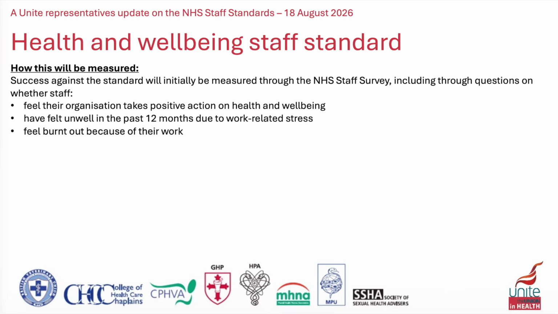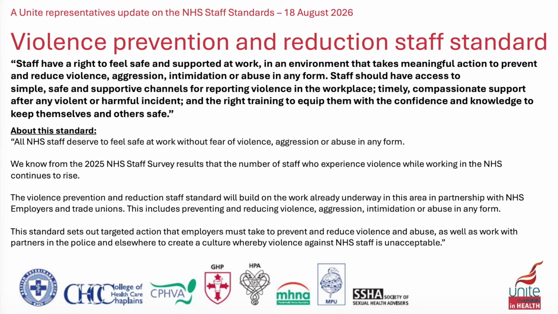Moving now on to the third one, violence prevention and reduction. Again, this overall statement: staff have a right to feel safe and supported at work in an environment that takes meaningful action to prevent and reduce violence, aggression, intimidation or abuse in any form. Staff should have access to simple, safe and supportive channels for reporting violence in the workplace, timely, compassionate support after any violent or harmful incident, and the right training to equip them with the confidence and knowledge to keep themselves and others safe.